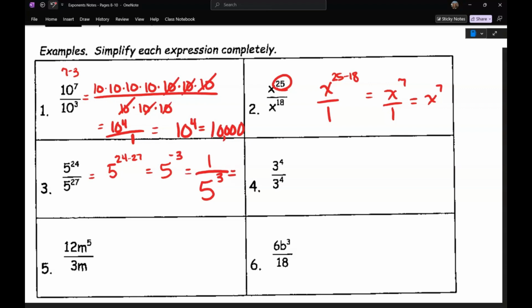And then we are supposed to completely evaluate this. So 5 to the 3rd is 125. So my final answer is going to be 1 over 125. I'll go back and circle my answers here.